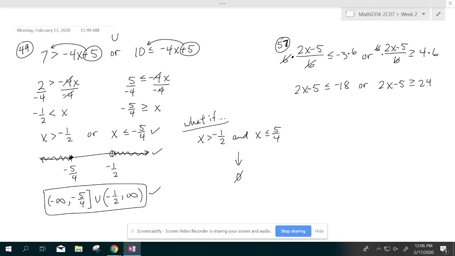Wait a second, what is negative 18 plus 5? What'd you get? Did you check on your calculator? Wait, it's negative 18. That's when they're negative. And then this will be negative 13. That'll be your first one done.